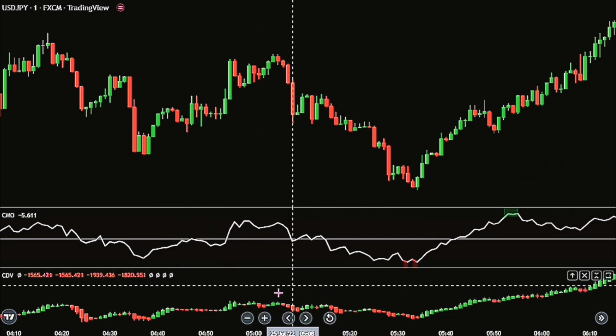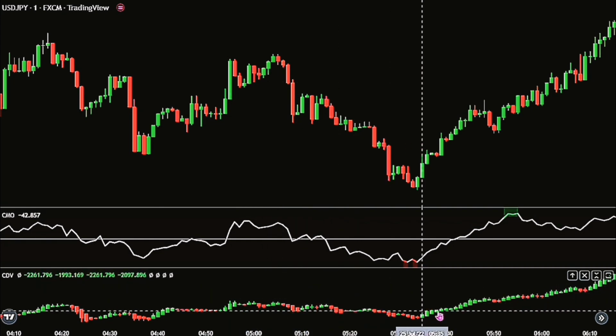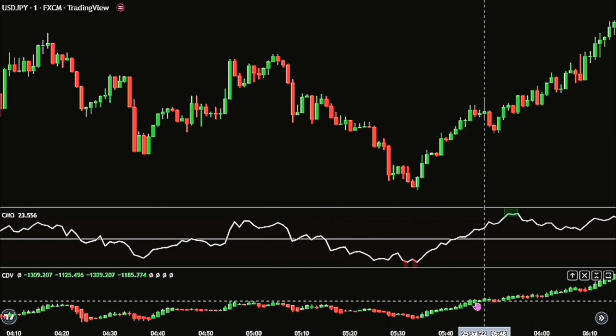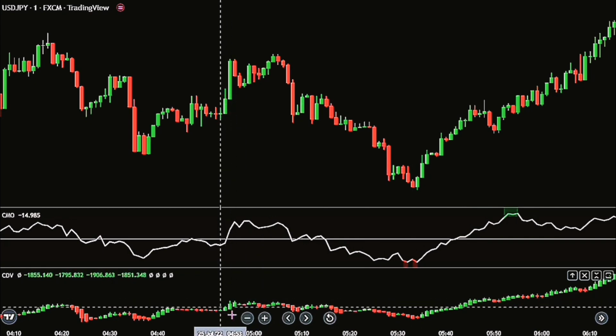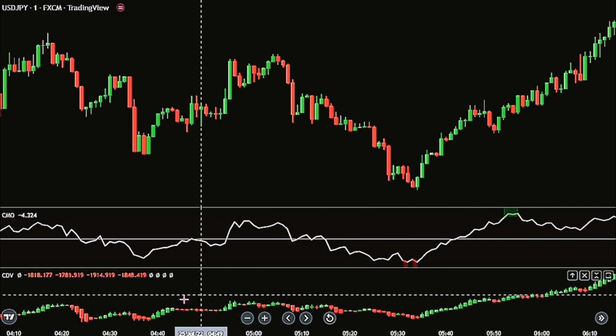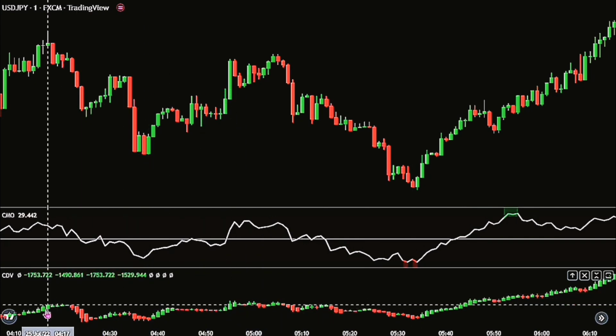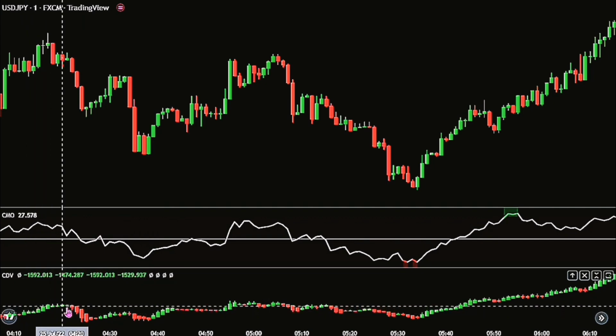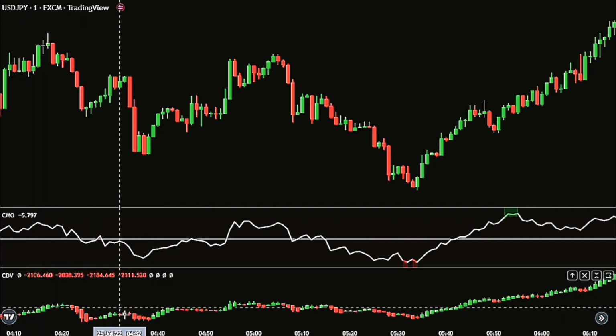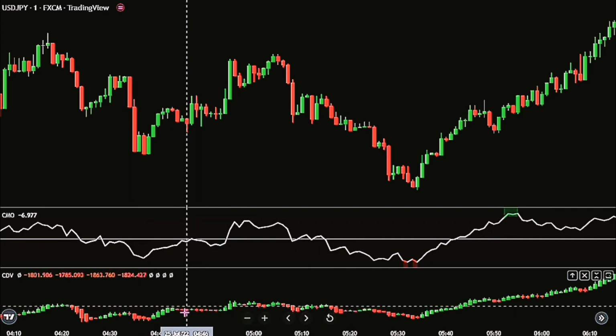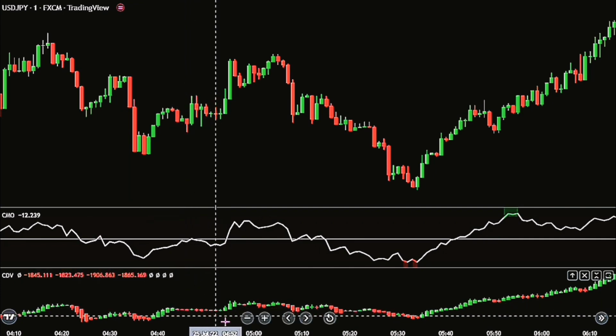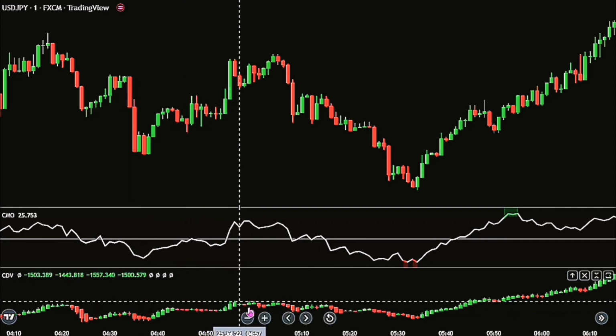Before we get into the trading rules, let's actually understand what these indicators are and how they work. So first of all, let's start with this Cumulative Delta Volume indicator. And by the way, this is going to be our first confirmation indicator. Based on its signals, we're going to place buy and sell orders if the rest of our conditions are met.